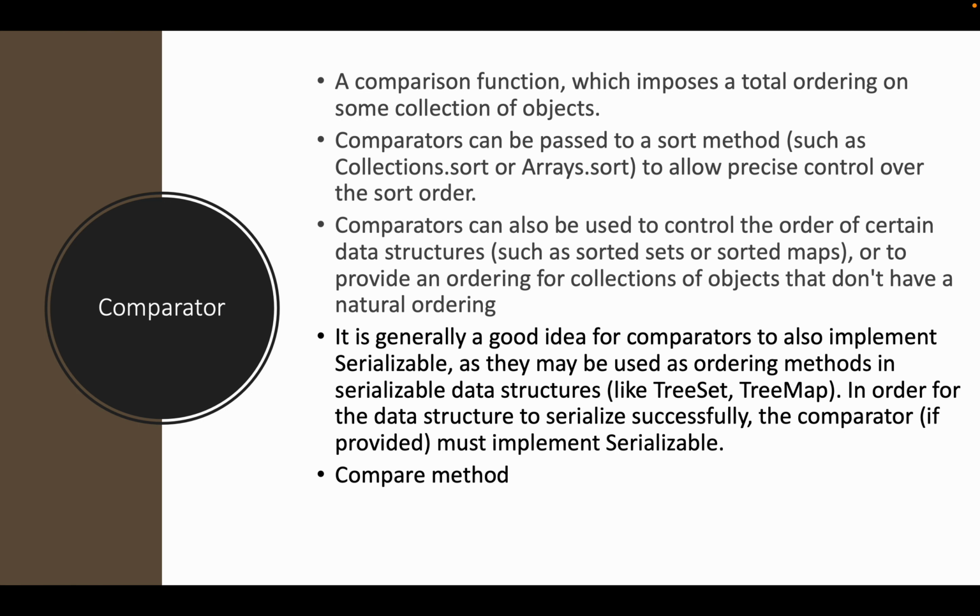It is generally a good idea for comparators to also implement serializable, as they may be used as ordering methods in serializable data structures like TreeSet, TreeMap. And in order for the data structure to serialize successfully, the comparator, if provided, must implement serializable. And it has the compare method, as we saw, that takes 2 arguments.